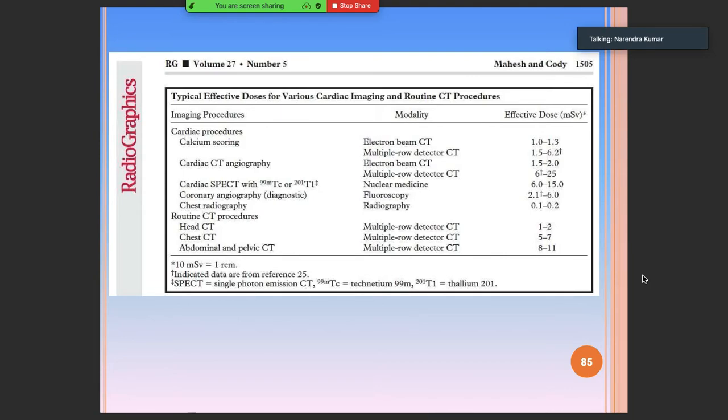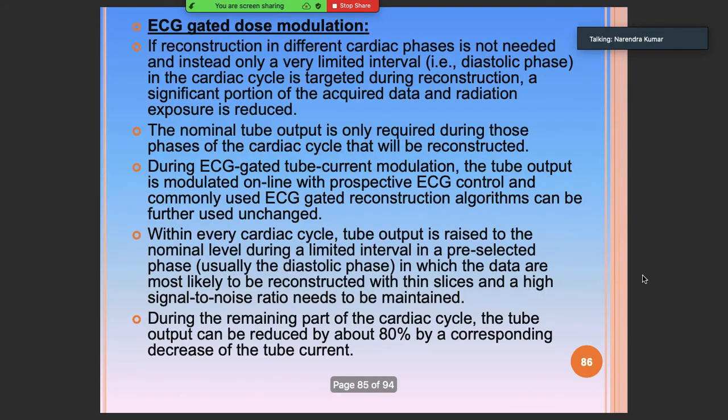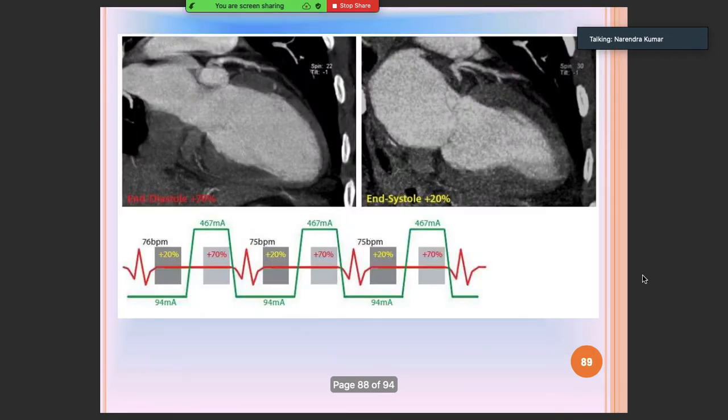Okay, now coming to the next part, I think most of the topics we have already covered. So these are the different images showing how it looks in the different cardiac cycles, for example, in systole and in diastole.